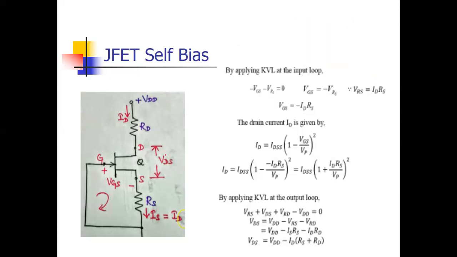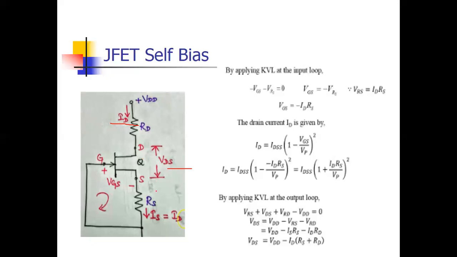So in JFET, what is the Q point? This is ID and VDS. Means ultimately what we have to calculate is ID and VDS, that is your quiescent current, output current, quiescent voltage, output voltage. So ultimately for any biasing, what we have to calculate is ID and VDS.